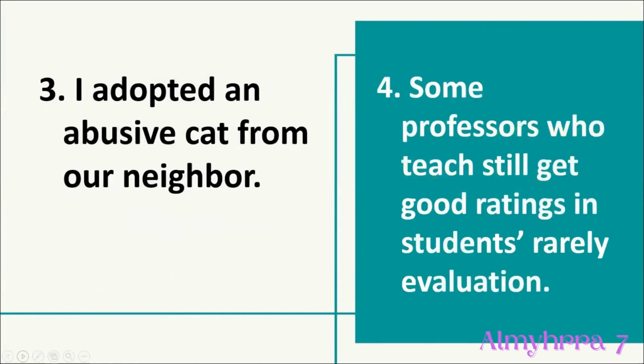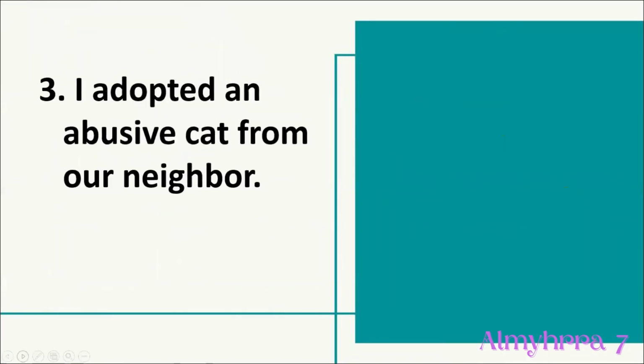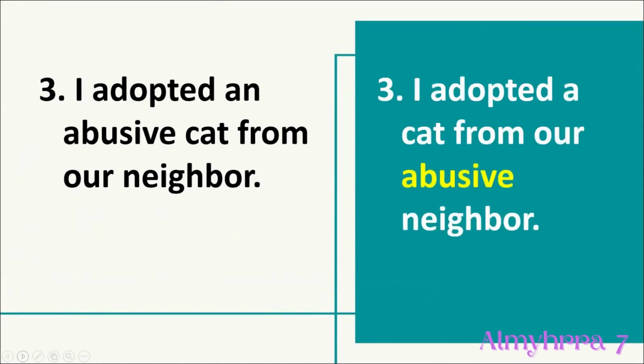How about number 3? I adopted an abusive cat from our neighbor. Number 4, some professors who teach still get good ratings and students rarely evaluation. Let's deal with number 3. Can you tell me the modifier in this sentence? Well, you are correct. The modifier here is abusive. Now, I adopted a cat from our abusive neighbor.